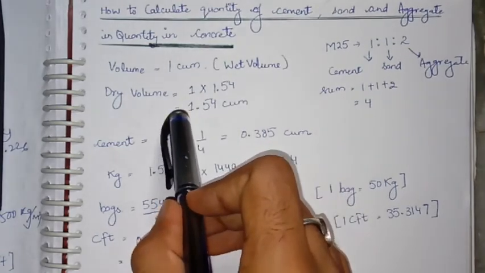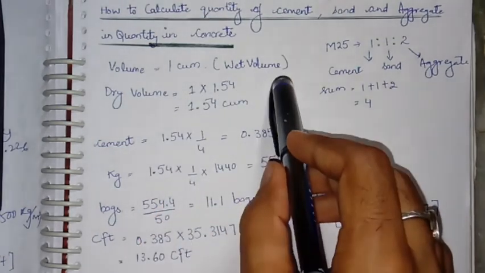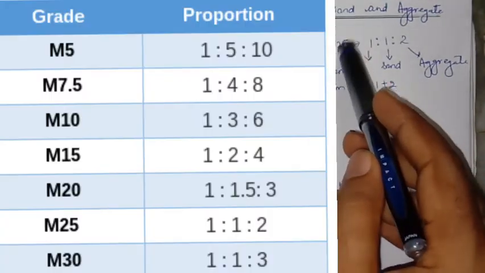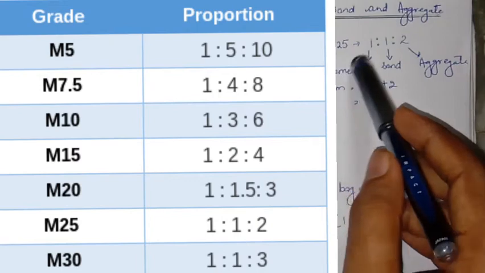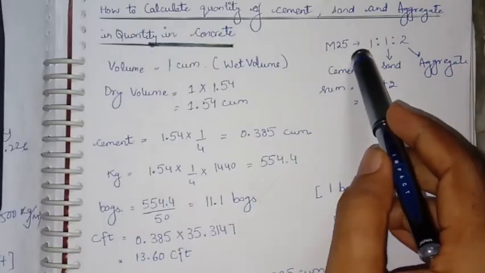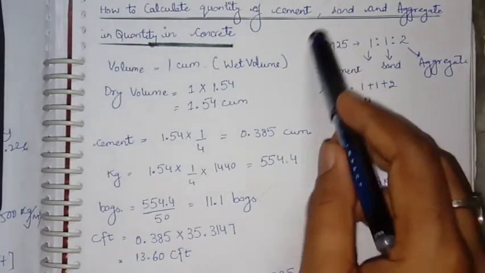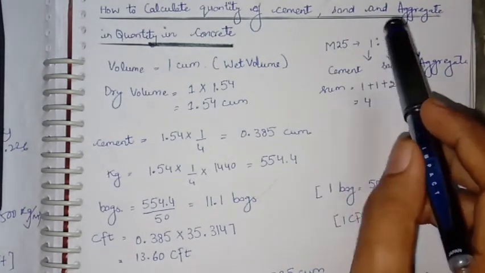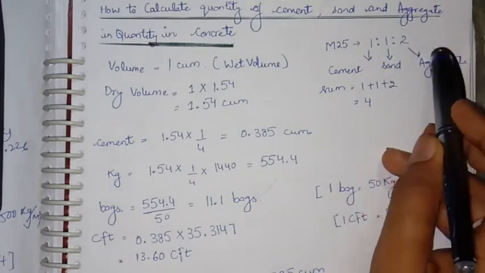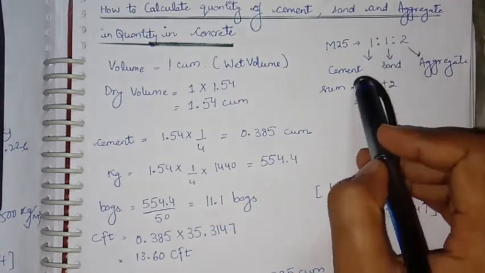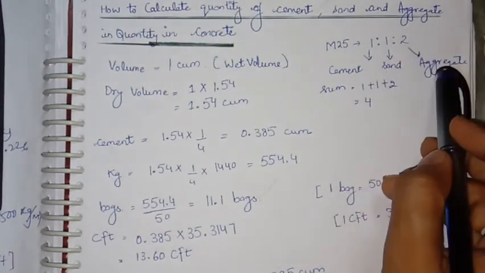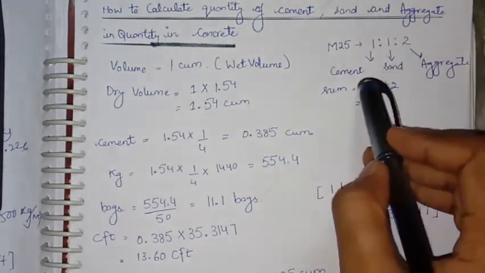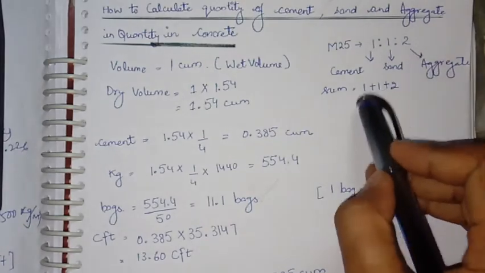Now I'm taking the grade of concrete M25. If you don't know about M25, I made a video on that too. You can check it in my description box. We all know that in M25 the cement, sand and aggregate ratio is 1:1:2, in which one is cement, one is sand and two is aggregate. So first we have to add them all up. 1 plus 1 plus 2, so the sum is 4.